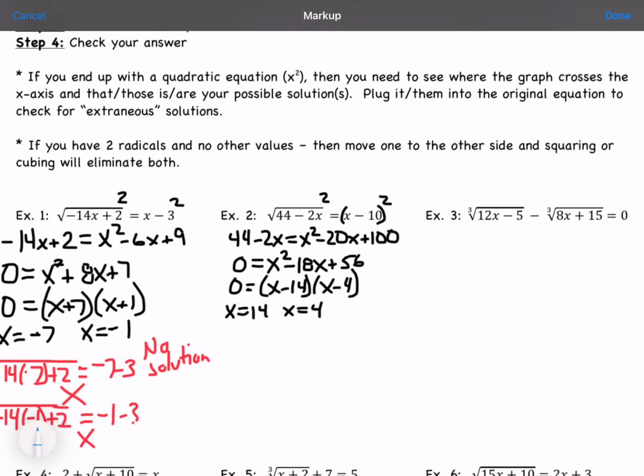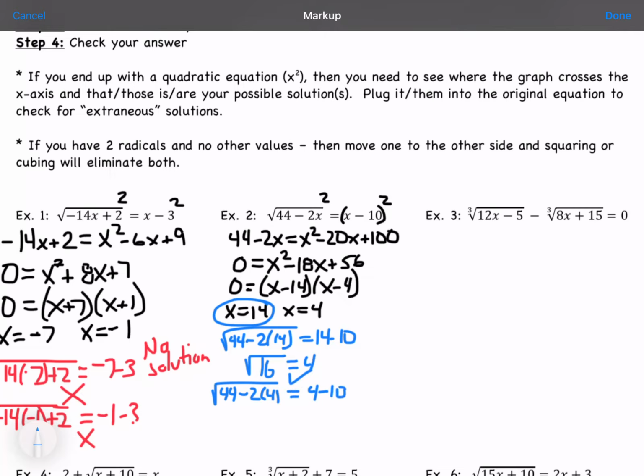When I check my answers, square root of 44 minus 2 times 14, does that equal 14 minus 10? So 2 times 14 is 28, so we have square root of 16 equals 4. So that checks out. X can be 14. Can it be 4 though? Let's see. Square root of 44 minus 2 times 4. Can that equal 4 minus 10? 4 minus 10 is a negative number, so that doesn't work. So our only possible solution is x equals 14.